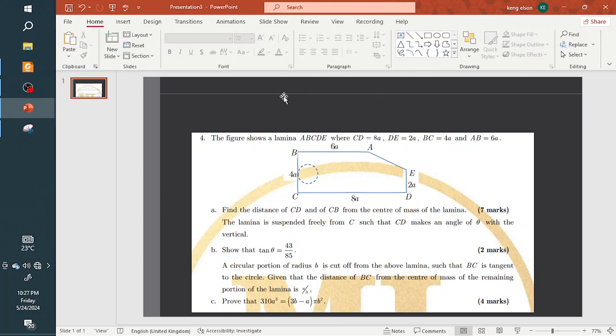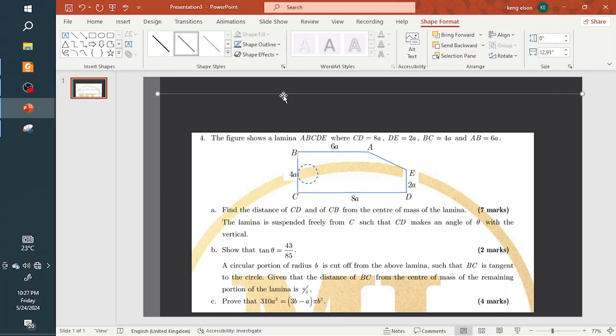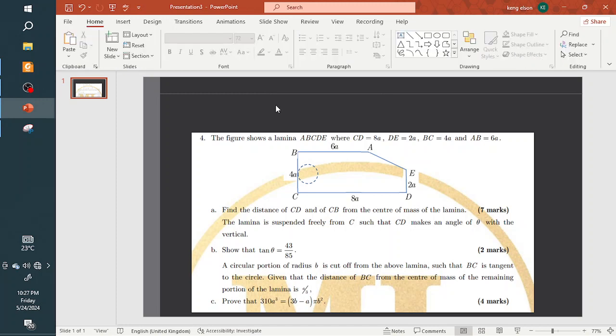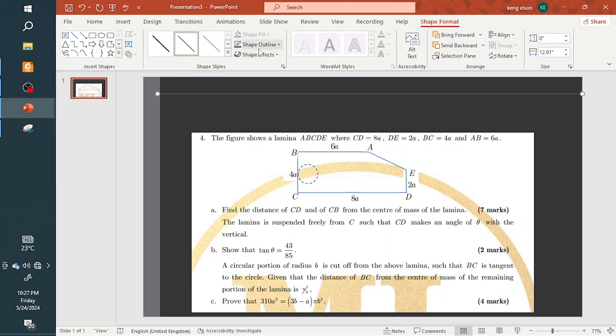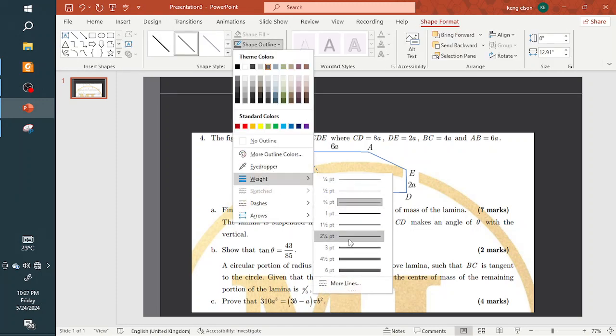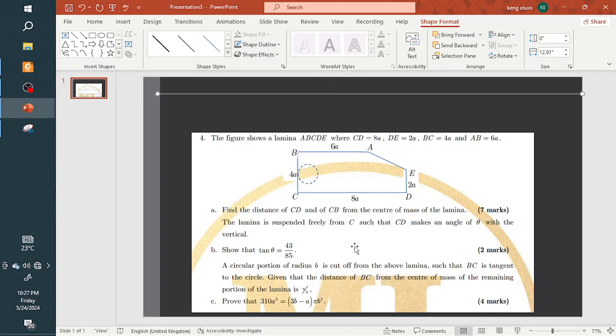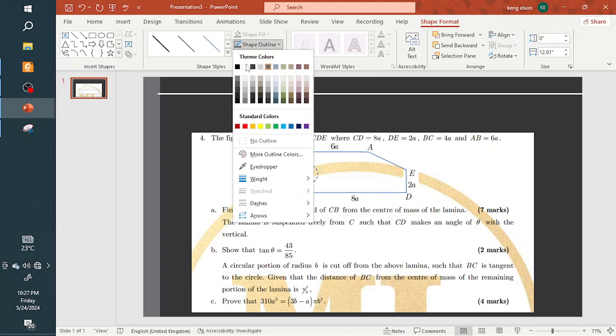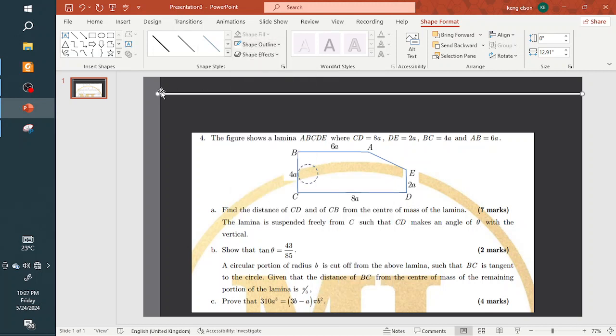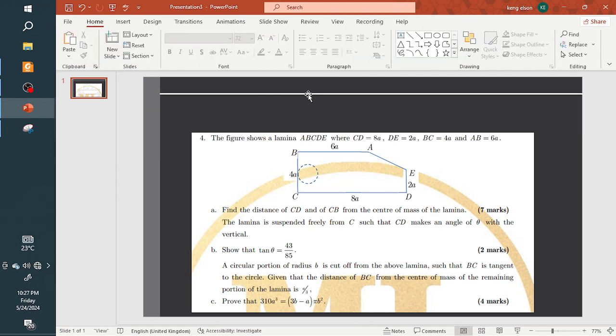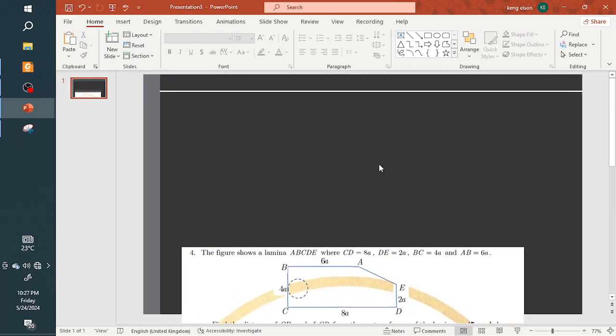So I inserted a line. Basically I want you to be doing this with me, okay? I inserted a line, increased the thickness of the line to 3. I don't even know what PT means. Then change the color to white. Okay, now take a text box. Let me shift this down.